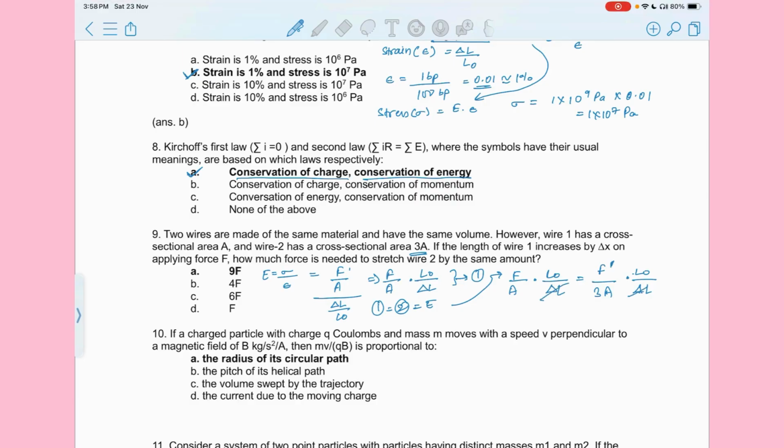This can be cut from this, and we see that for this one there is 3 L naught, because the length is now being increased. So F dash will now become 3 into 3, that is 9F.